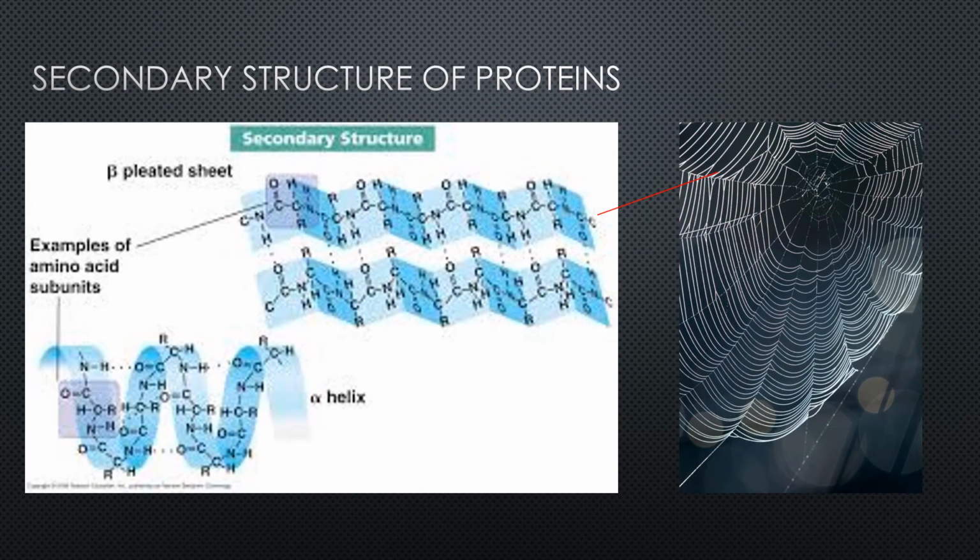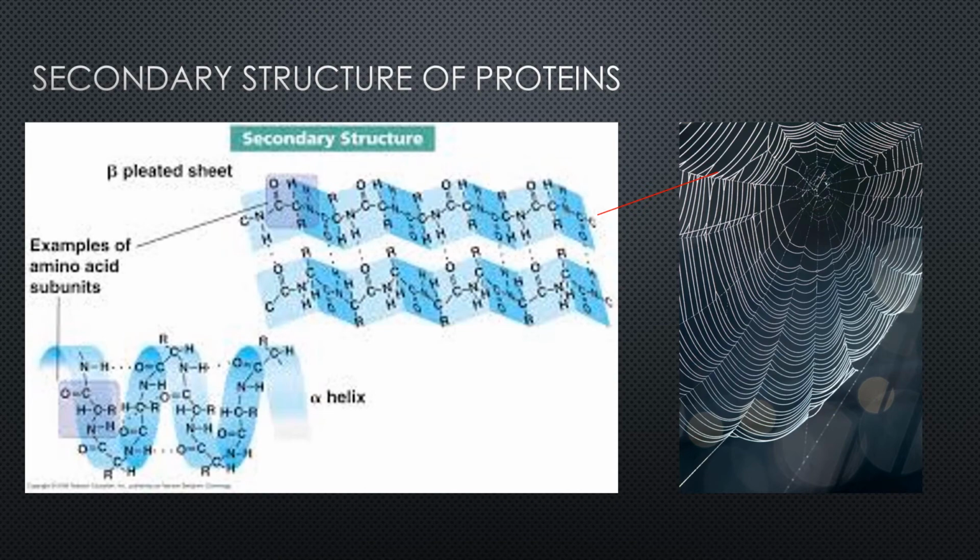The secondary structure of a protein is when the polypeptide starts to fold in particular ways, and it's unique to each protein. And there are 2 types of secondary structures of proteins. They can either be an alpha helix, which is down here at the bottom, or they can be beta pleated sheets.